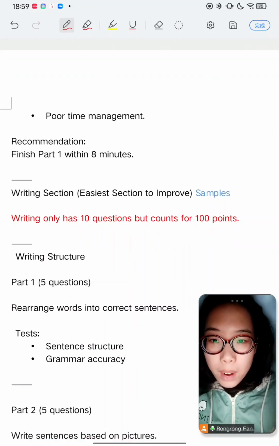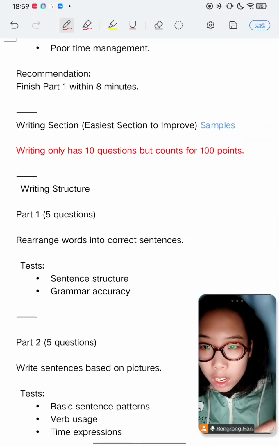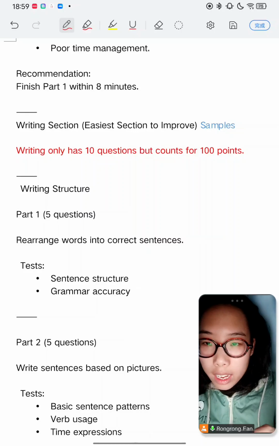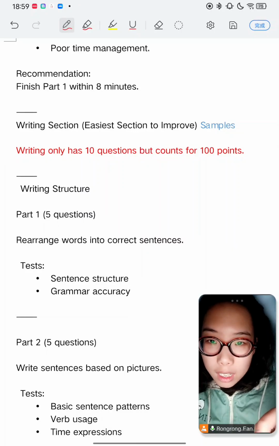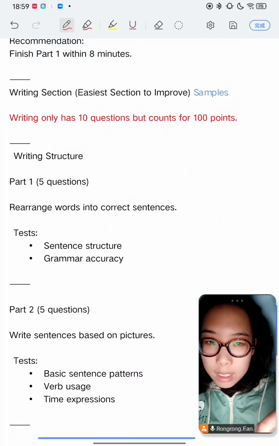Okay, the third one is poor time management. You should manage your time wisely. So here's my recommendation: finish part 1 within 8 minutes, and for the following part 2 and part 3, it will give you more confidence in this. Okay.